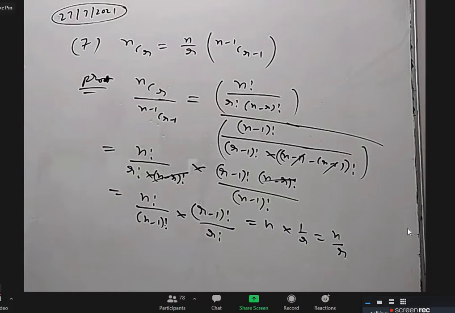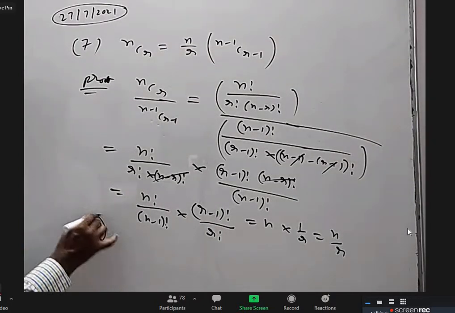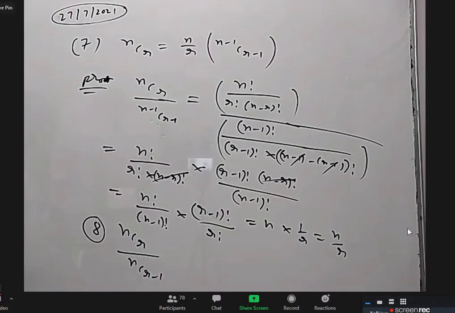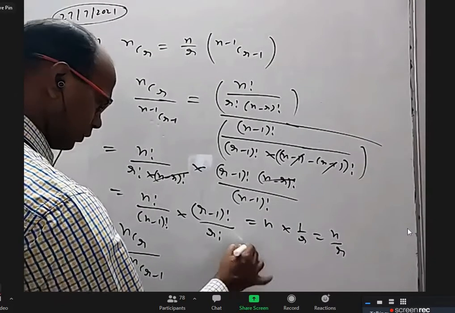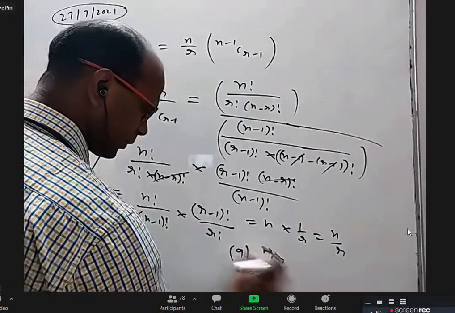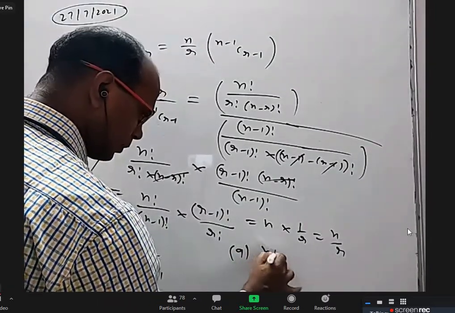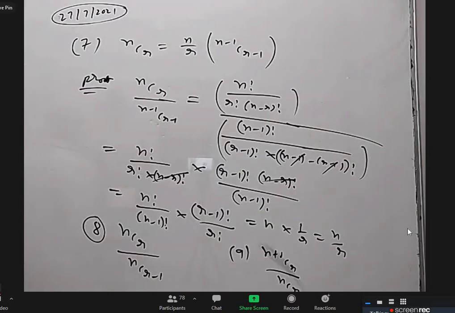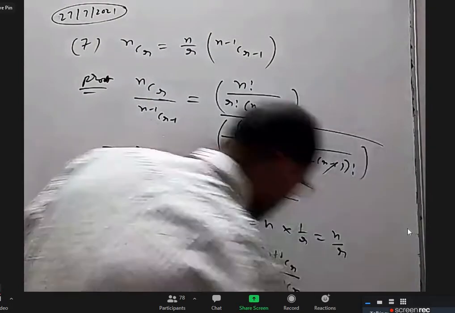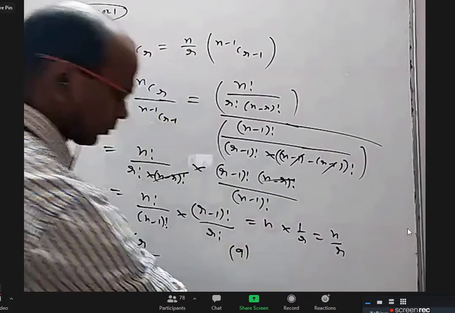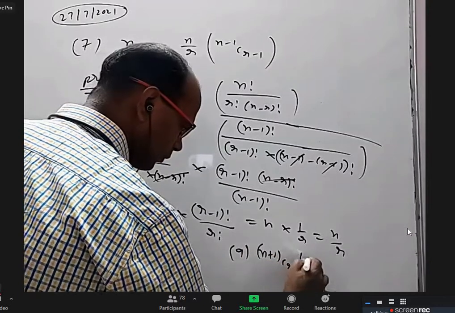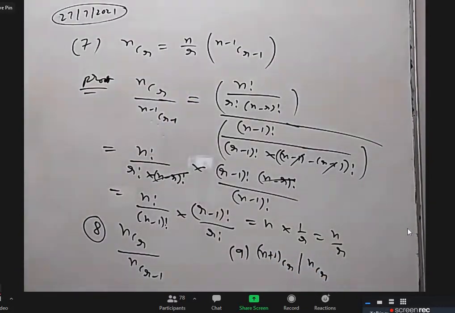Okay, so you completed. Two more things I'll give you. Try to simplify nCr by nC(r minus 1). Sir, n minus r plus 1 by r. Okay, simplify this with the proof. And another one is (n plus 1)Cr by nCr. Try to simplify these.